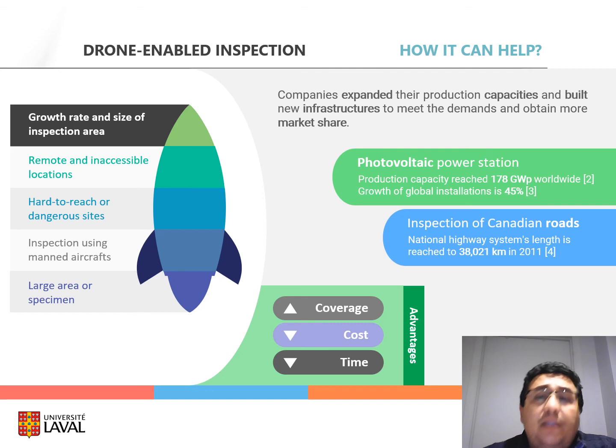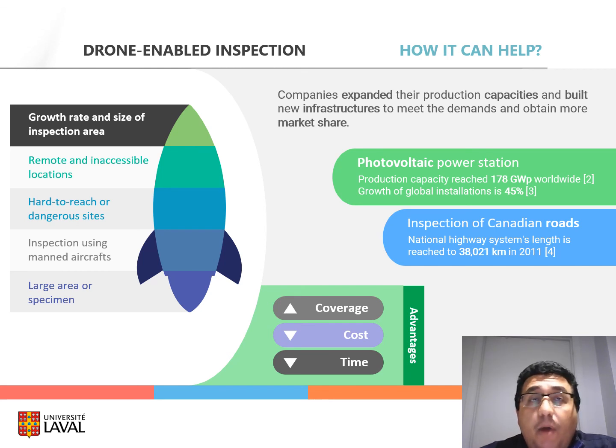Companies expanded their production capacities and built new infrastructures to meet the demands and obtain more market share. There are two examples we mentioned here. First, inspection of PV power stations. Production capacity almost reached 178 gigawatt worldwide, with a growth rate of 45%. So most of them are large PV plants.